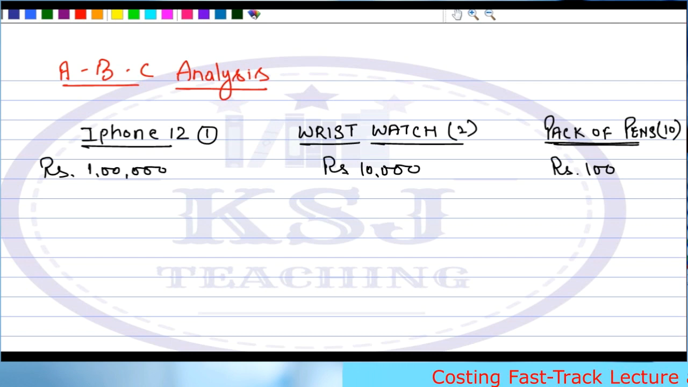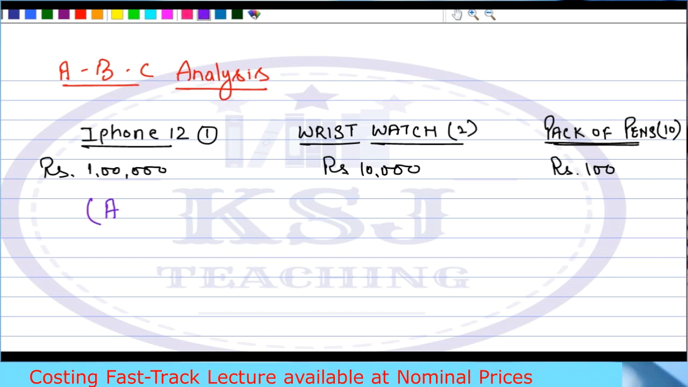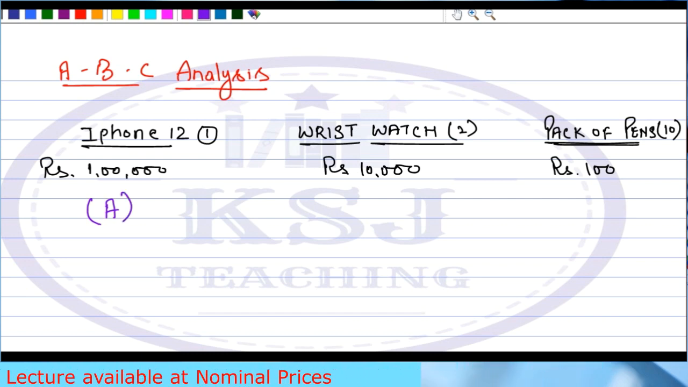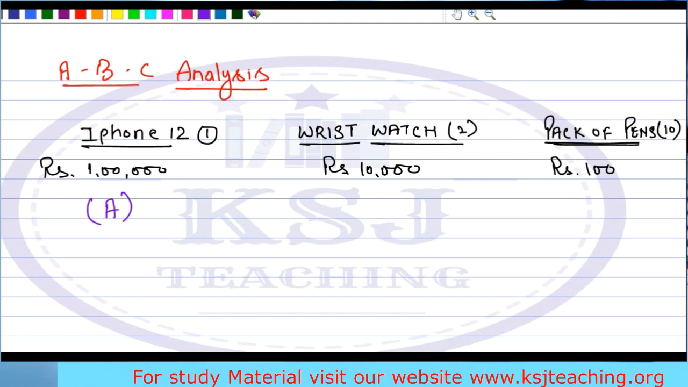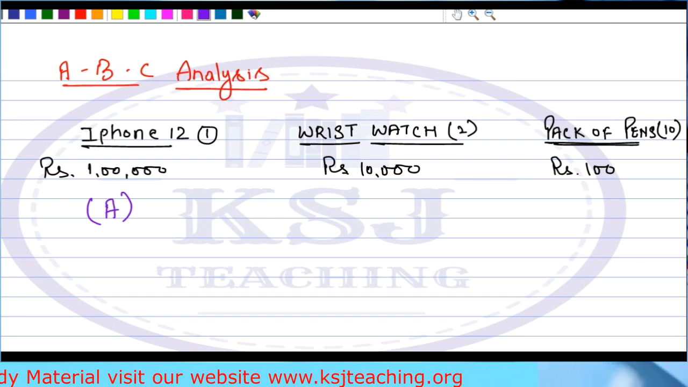Sir, obviously, we will first pick up this iPhone. Why? Sir, because it is the costliest item. 1 lakh rupees. If this iPhone is gone, my parents are not going to spare me. If the iPhone gets damaged, the repairing cost is too high, obviously. So first and foremost, you will check your iPhone whether it is fine or not.